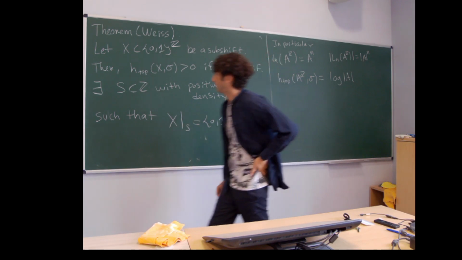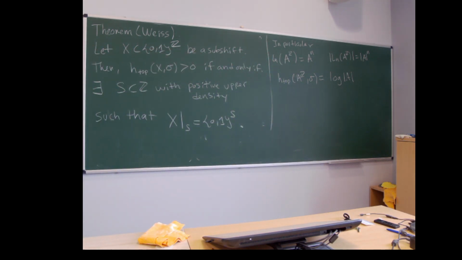So every time you have exponential growth, there must be some interpolating set with positive density.